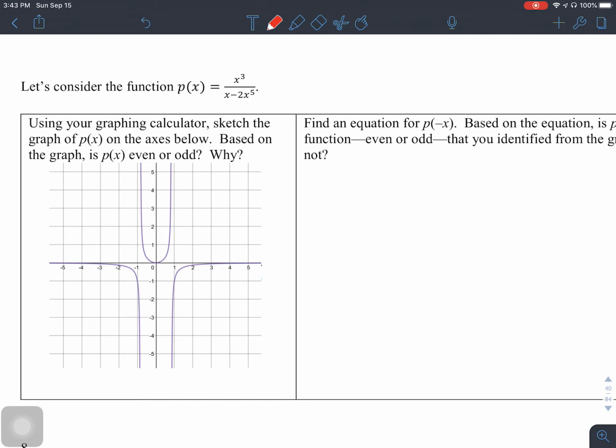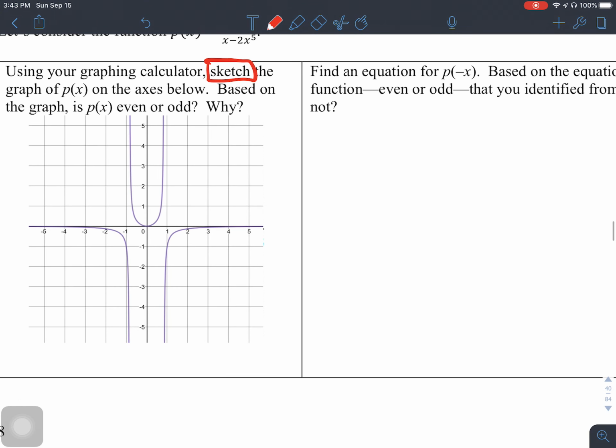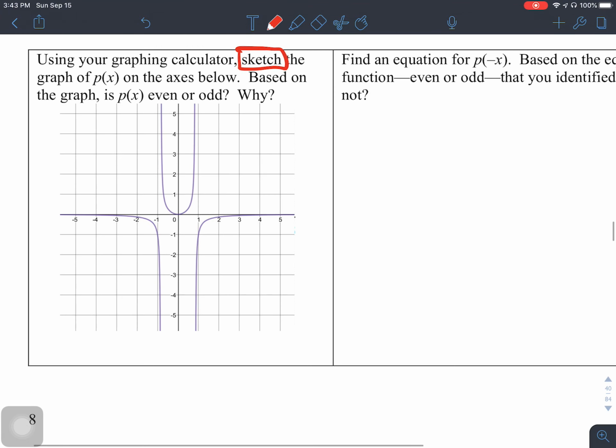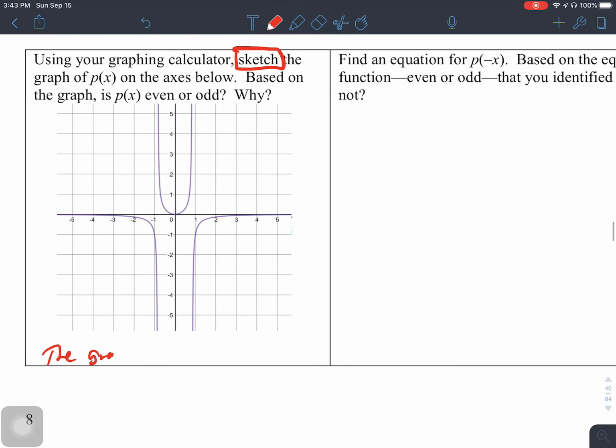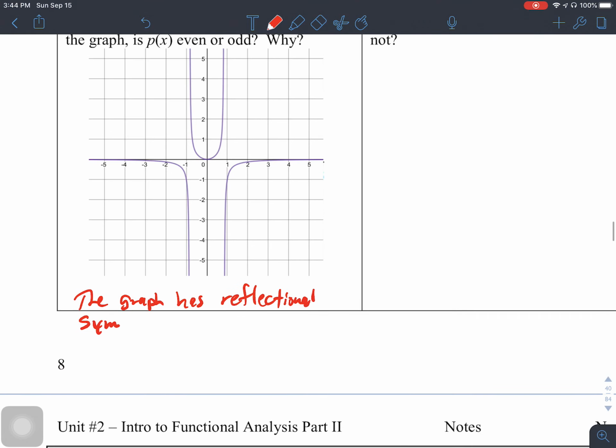Using your graphing calculator, sketch the graph. We just sketched it. Based on the graph, is this even or odd? What do you think? Does it have reflectional symmetry with the y-axis or rotational symmetry about the origin? The graph has reflectional symmetry with the y-axis. Therefore, p of x is even.